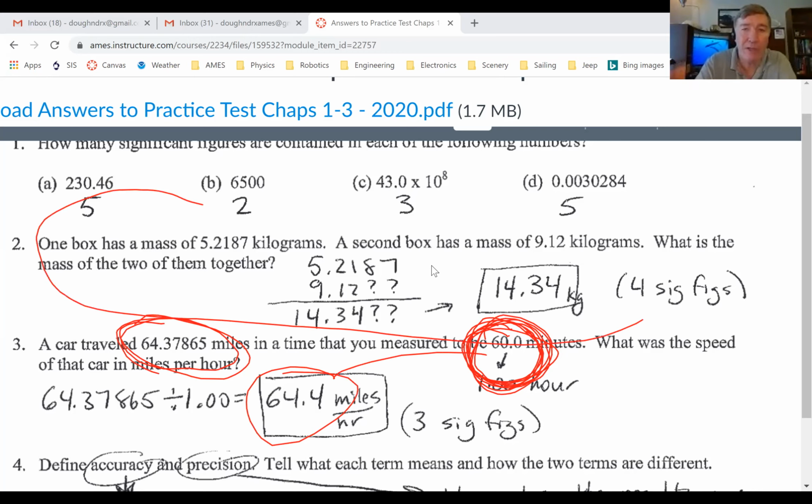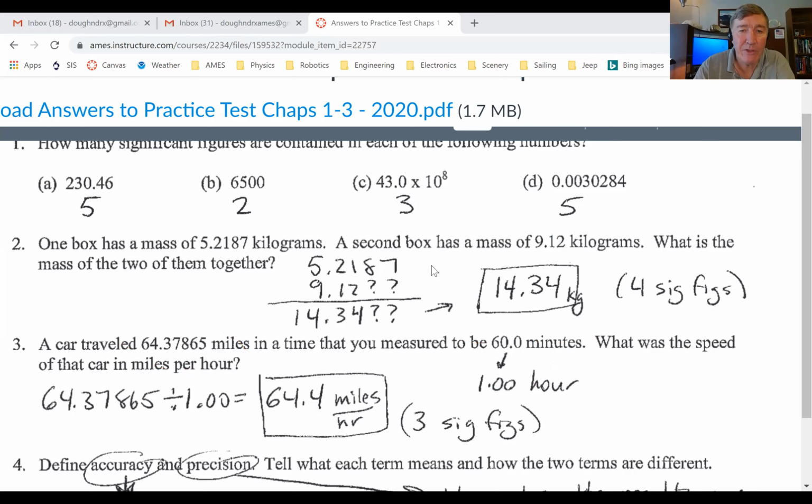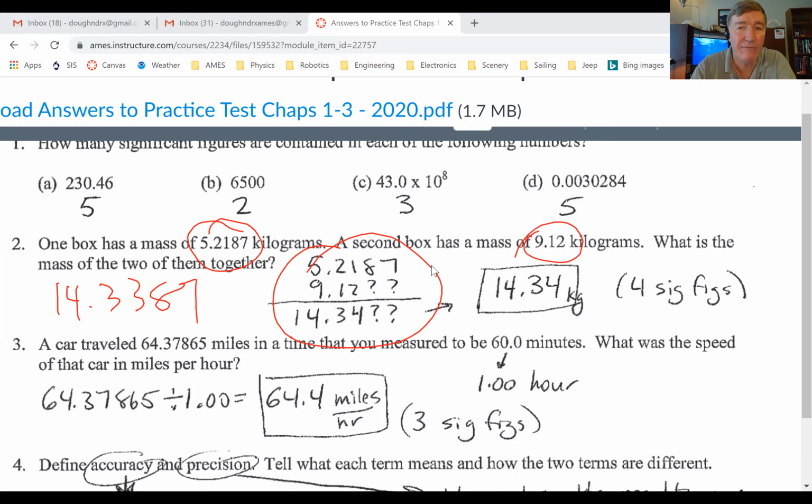So if we look up here at problem number 2, it is an addition problem. A lot of people take these numbers and put them in their calculator, and the calculator gives them 14.3387. Then the mistake they make is they say, this number has 5 sig figs, this number has 3 sig figs, therefore I better round my number off to 3 sig figs. So they call it 14.3. And that is wrong, because when you're adding and subtracting, you have to follow this other rule.